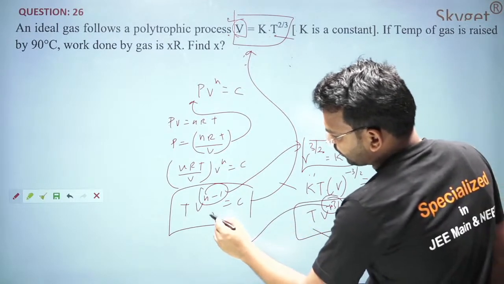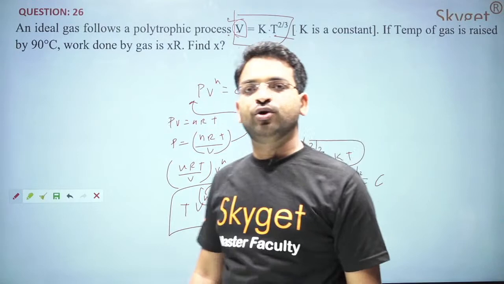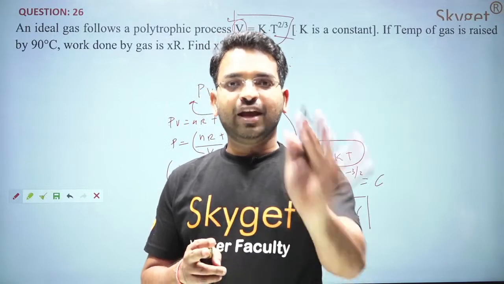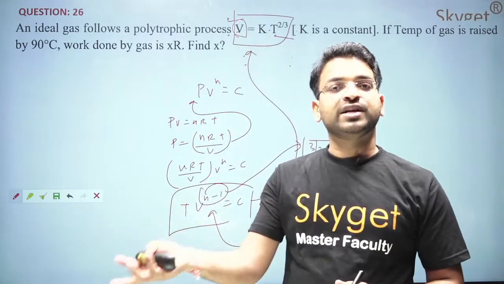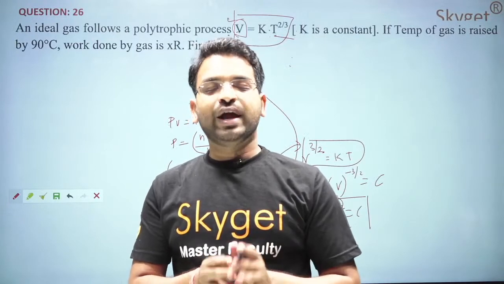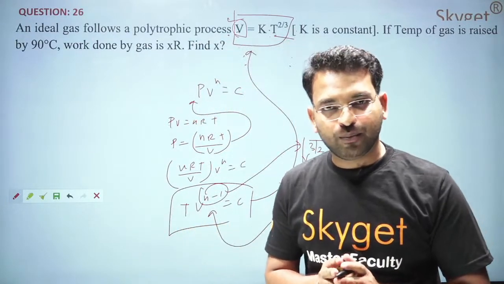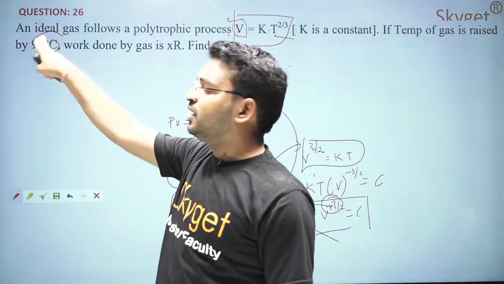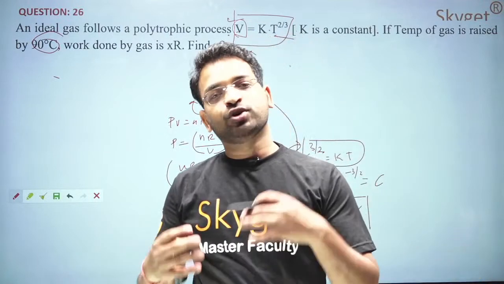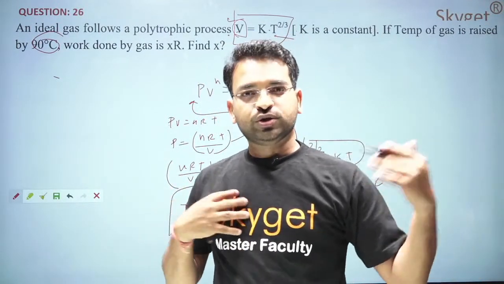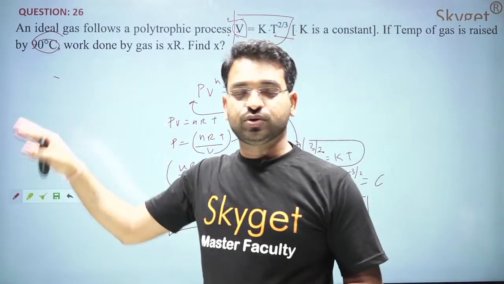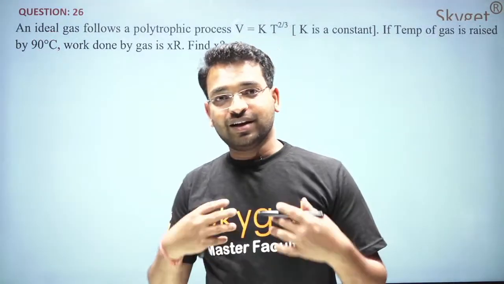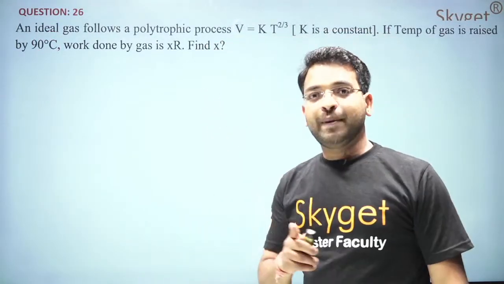And this is the value of n, and you just equate this to n minus 1 equal to minus 3 by 2, get the value of n. Use the formula work done equal to P1 V1 minus P2 V2 divided by n minus 1, or you can use nR into T2 minus T1 divided by n minus 1. That you have to use for the work done formula. And T2 minus T1, they have already given that temperature change is 90 degrees Celsius. Don't need to convert into Kelvins, because if you add T1 plus 273, T2 plus 90 plus 273, the difference is going to be same. Use your time. Don't waste your time in unnecessary calculation, because your job is to qualify the exam.